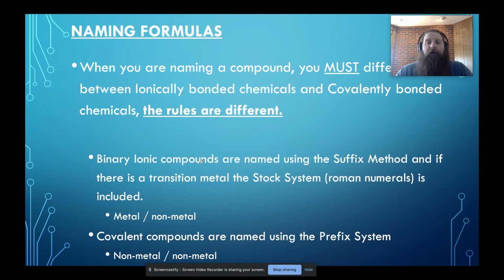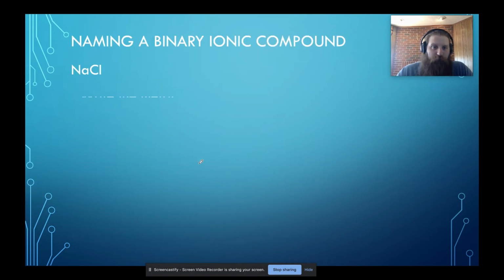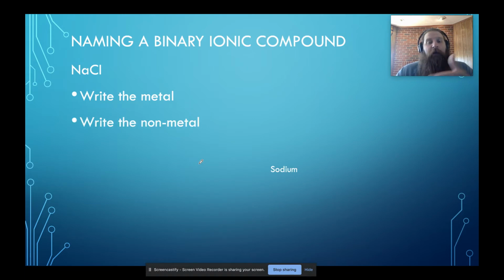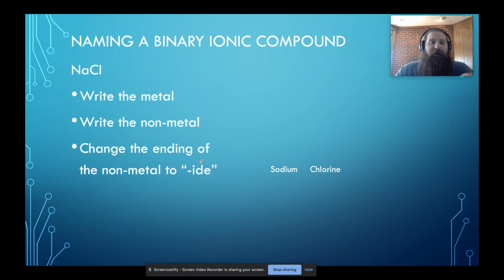So let's look at an ionic compound first. So we have NaCl. So we're going to kind of flip the rules from when we wrote the formula. Now, instead of writing the symbol, we're going to take the symbol and write the name. So we're going to write the metal, sodium. Now, instead of writing the anion, we're going to write the non-metal, chlorine. We're going to change the ending of the nonmetal to "ide." Now, this is why it's called the suffix method. We have a suffix right here, IDE. IDE tells me it's just chlorine by itself. That's what "ide" means as the suffix.